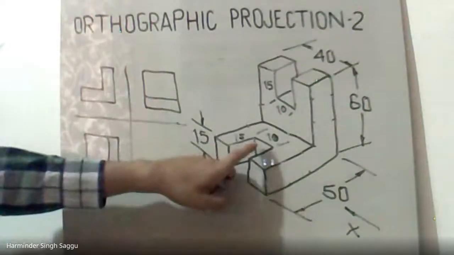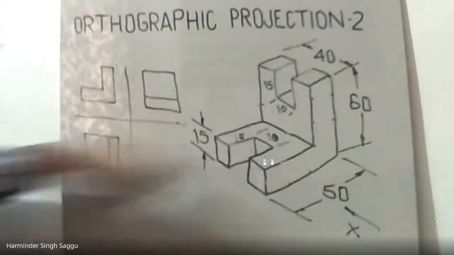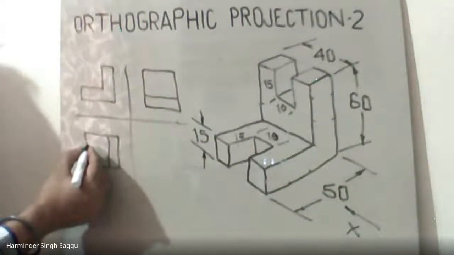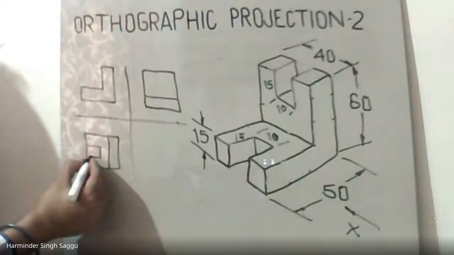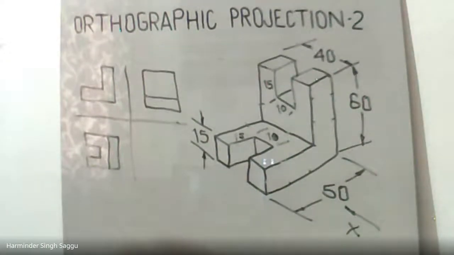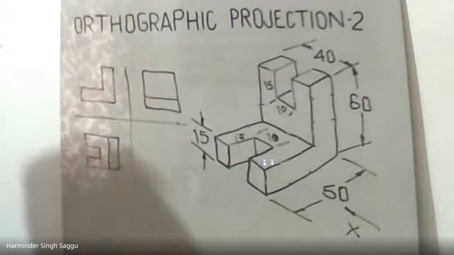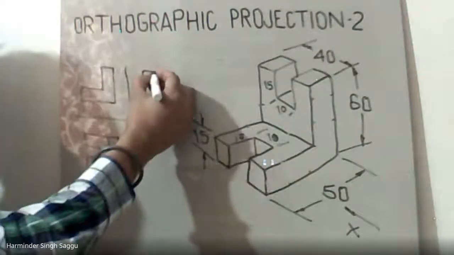Now, this is first slot. First slot will be visible at its top. This is top, so this is that first slot. Second slot will be visible from its right side view. This is right side.